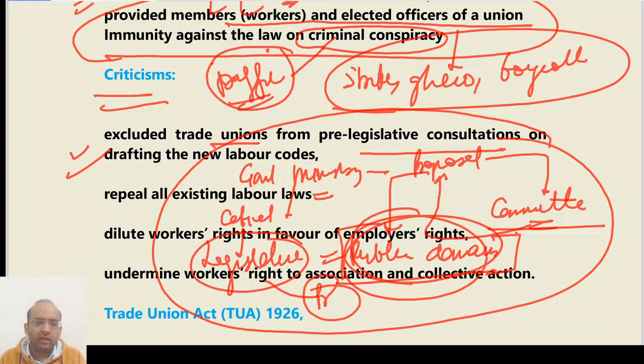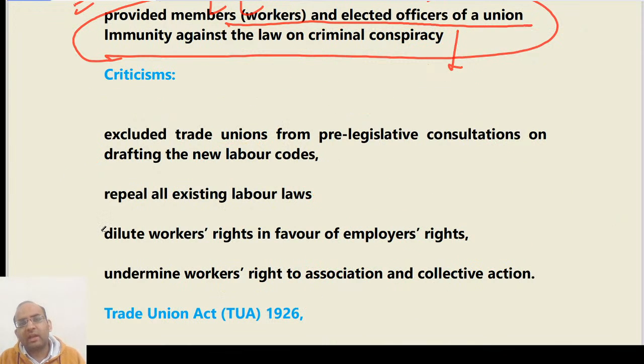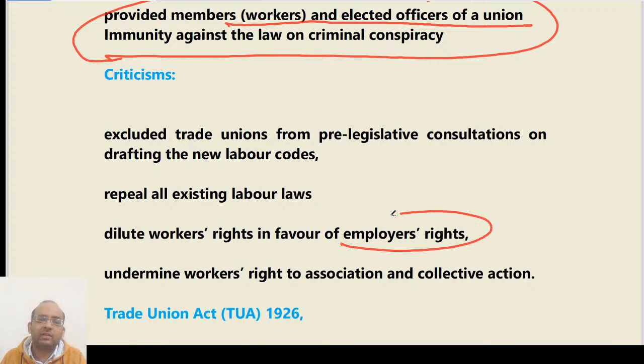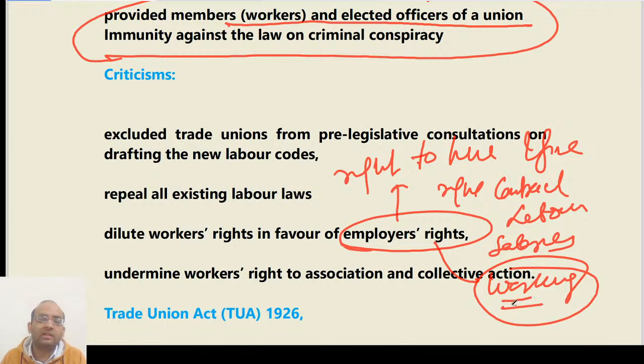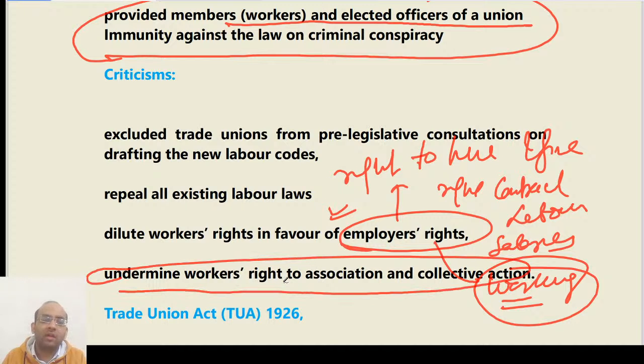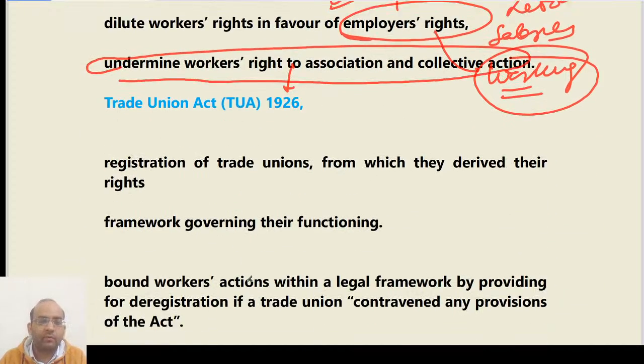Second, the new code dilutes workers' rights in favor of employers' rights. It has given employers' rights more preference with respect to workers' rights. For example, long working hours of 10 or 12 hours may compromise your leisure time. So these kinds of employer rights are given preference. So it undermines workers' right to association and collective action. How would you like to know from this act?